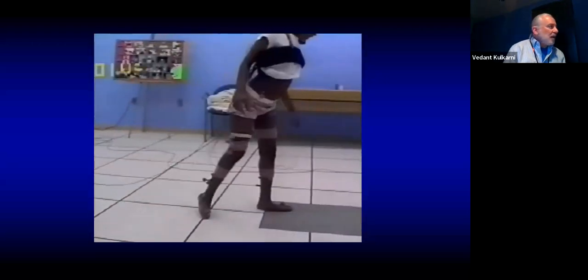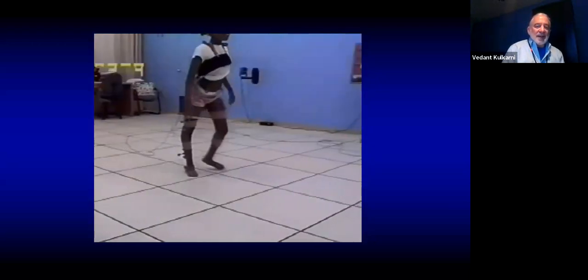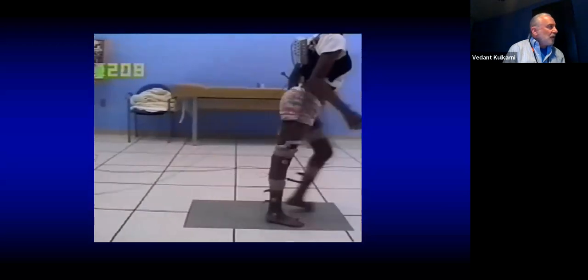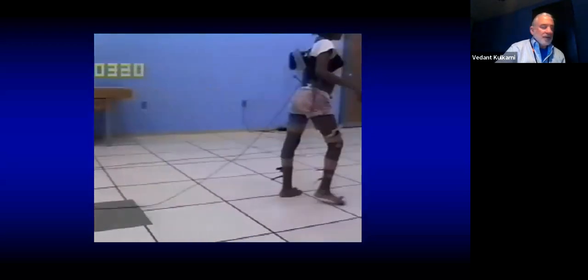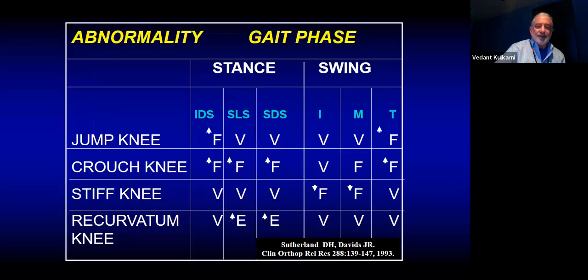This is an insoluble problem. We've tried all sorts of transfers, orthoses. Basically, they need to get on an assistive device, a walker or crutches, to control what's going on here. So the best thing is to avoid it by not making those mistakes. So, 4 patterns that are characterized by sagittal plane alignment at the hip, knee, and ankle.